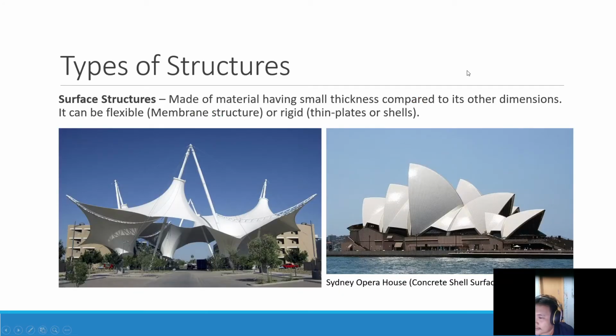We have the surface structures. Itong surface structures, hindi natin pag-aaralan yan dito, kasi iba ang style nito ng pag-solve, kasi 3D to siya. Ginagamitan to siya ng computer. Ito na lang yung masasabi ko sa type of structures, for brief lang na discussion. So yung made siya na material ng having small thickness compared sa kanyang other dimensions. So meron tayong dalawang example dito.